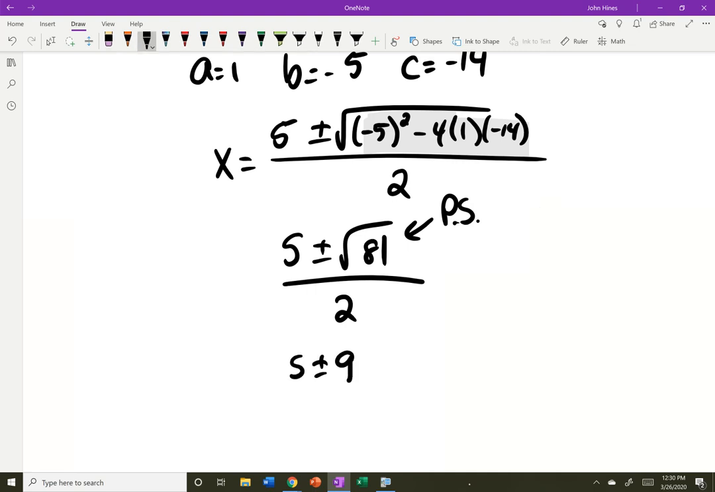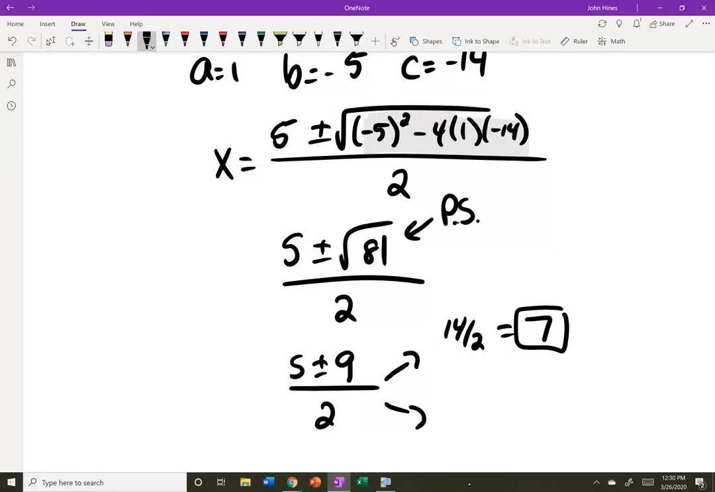5 plus or minus 9. There's no more square root. I did the square rooting already. I get 5 plus 9, and I also get 5 minus 9. And I get those two solutions.